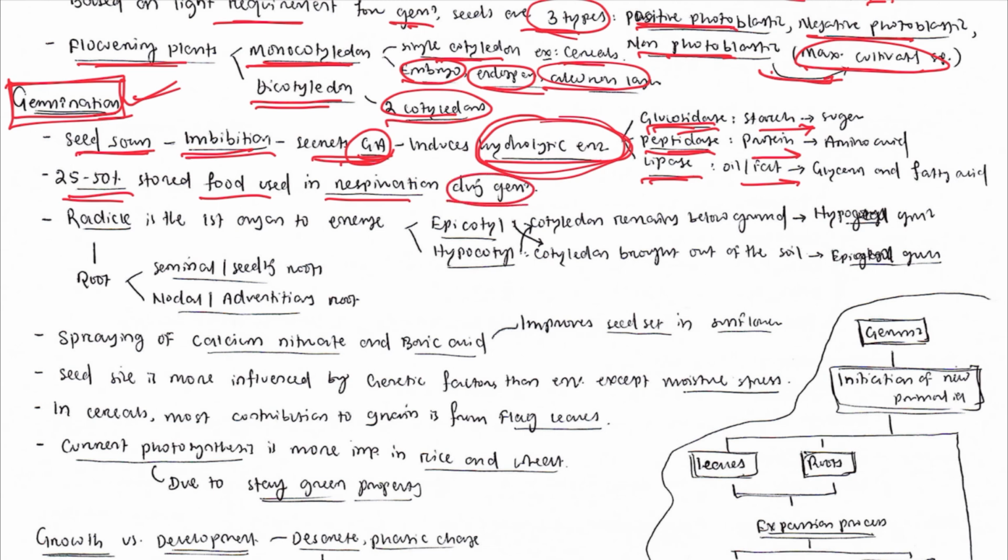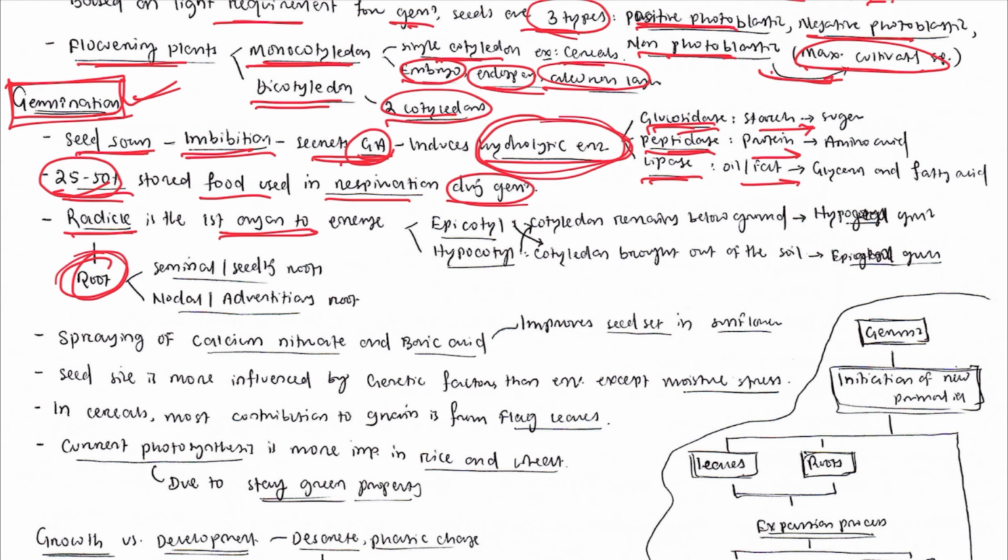Okay, during germination, 25 to 50% of the stored food is used. Radicle and plumule are developed from the epicotyl and hypocotyl. From the epicotyl the plumule is developed, and from the hypocotyl the radicle is developed. This is the first organ to emerge. Okay, the radicle forms the root. There are two types of root.